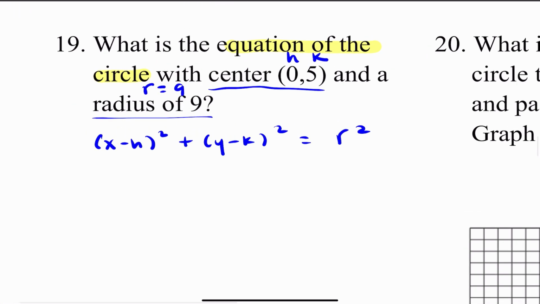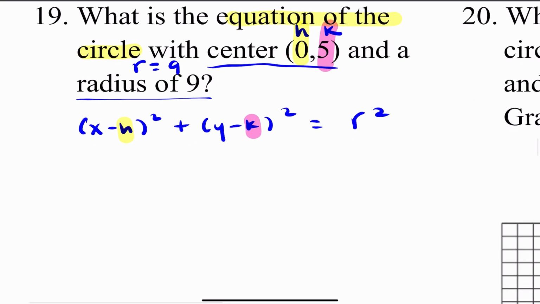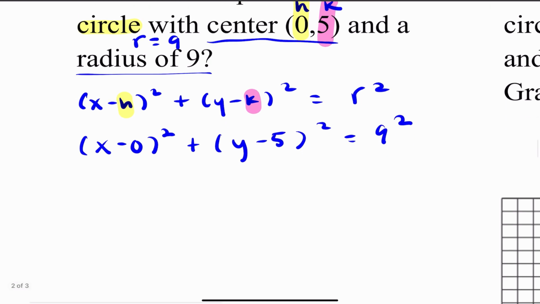So you're going to replace h and k with these numbers. So here's h, here's k. You're going to replace these two variables with these numbers. So it's x minus 0, quantity squared, plus y minus 5, the quantity squared, equals 9 squared. x minus 0, the quantity squared, is just going to be x squared, plus y minus 5, the quantity squared, is equal to 81. And that's your answer.